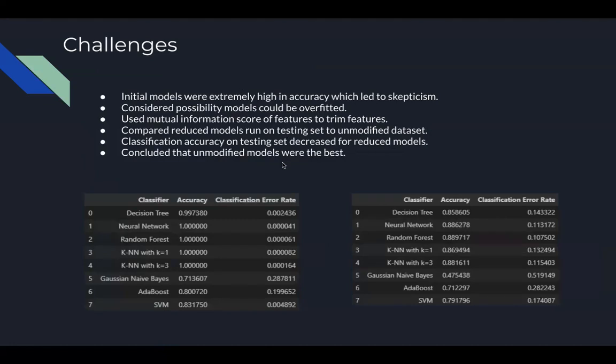Our initial models were also extremely high in accuracy, which made us suspicious. We considered the possibility that all the models were overfitted, which is why we tried to reduce the number of features using the mutual information score. However, when we compared the reduced models to the initial models, we found that every single model was significantly less accurate. This would suggest that the features dropped were actually informative and contribute significantly to the model. So knowing this, we decided to proceed with the unmodified models.